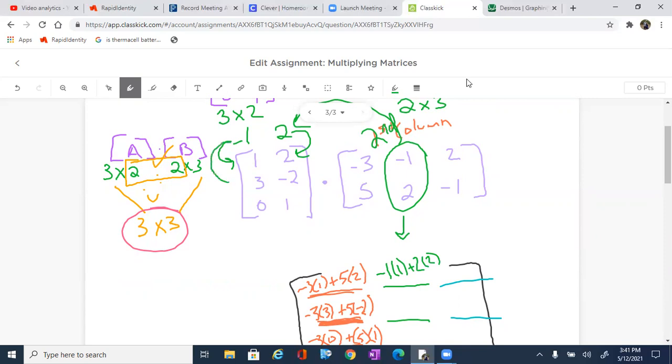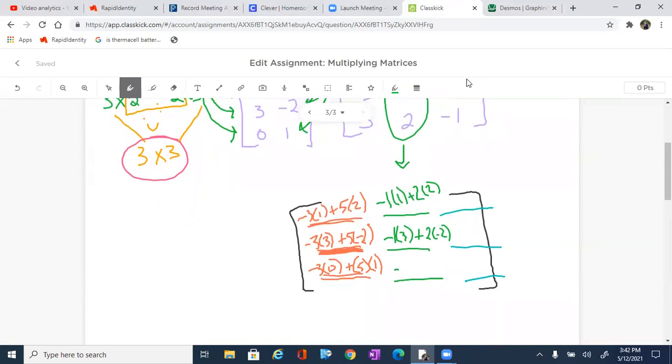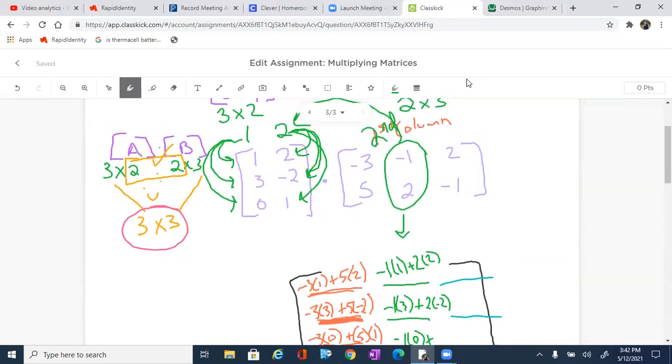I go to the second column and the second row. I'm going to do the same thing. Negative 1 times 3 plus 2 times negative 2. Okay, and then I'm going to do the same thing. I'm going to go to the third spot, negative 1 times 0 and 2 times 1. So negative 1 times 0 plus 2 times 1.